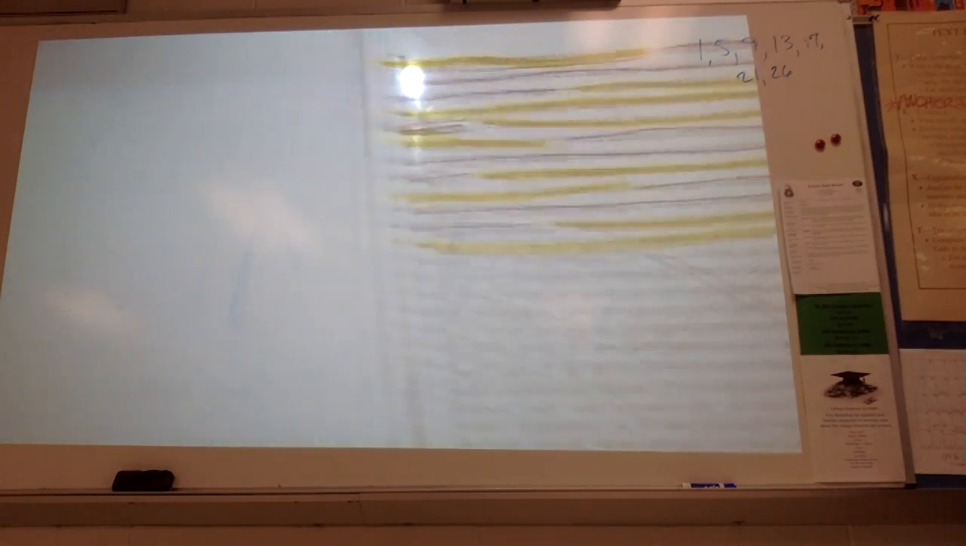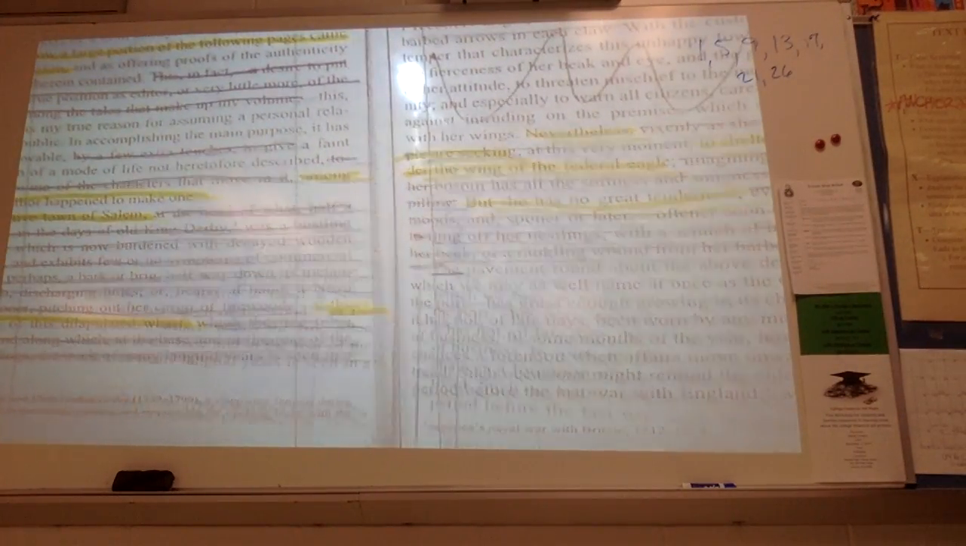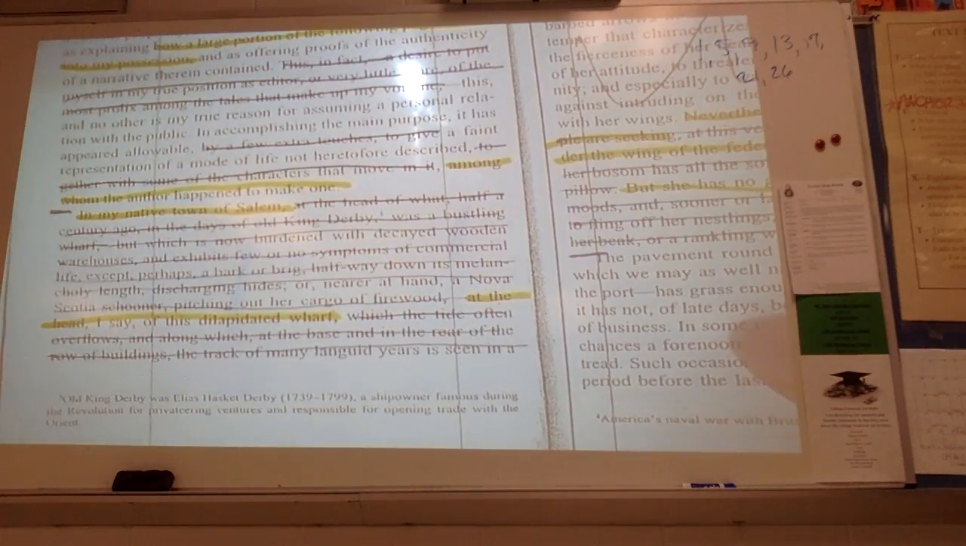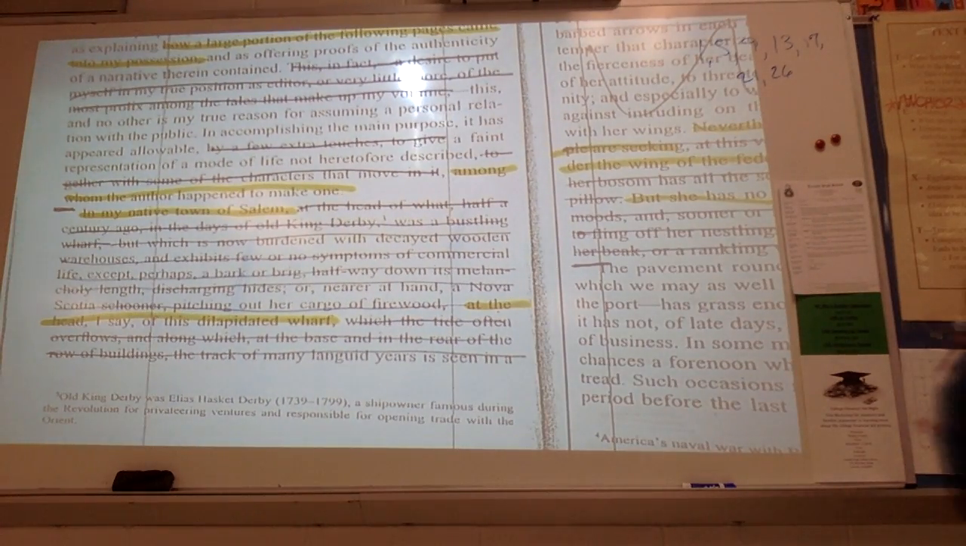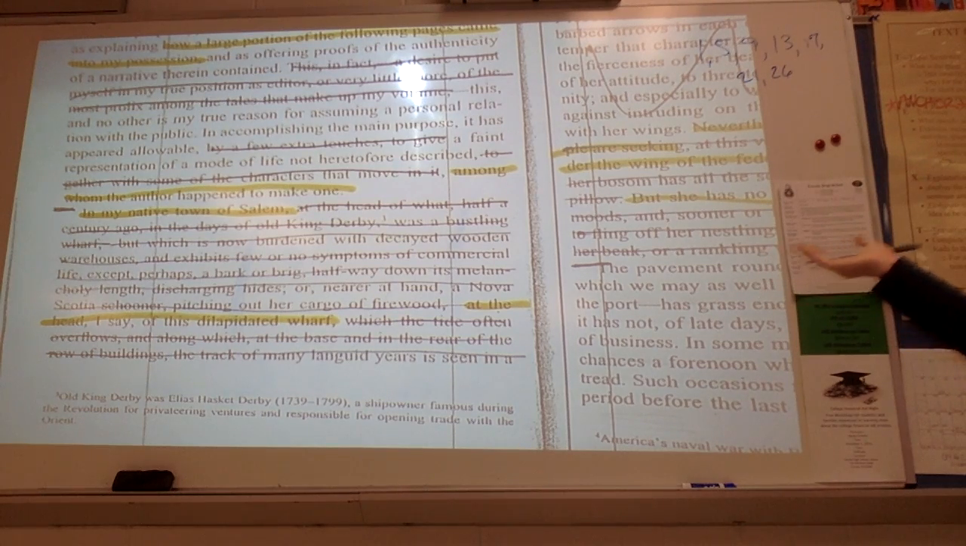If we flip ahead a bit into the next section, that starts here, in my native town of Salem. He writes, "In my native town of Salem, at the head of what, half a century ago, in the days of old King Derby, was a bustling wharf." So in this case, a dependent clause that is not necessarily important, although it's a good detail to know. It's not an essential detail for us to know in order to read the text.